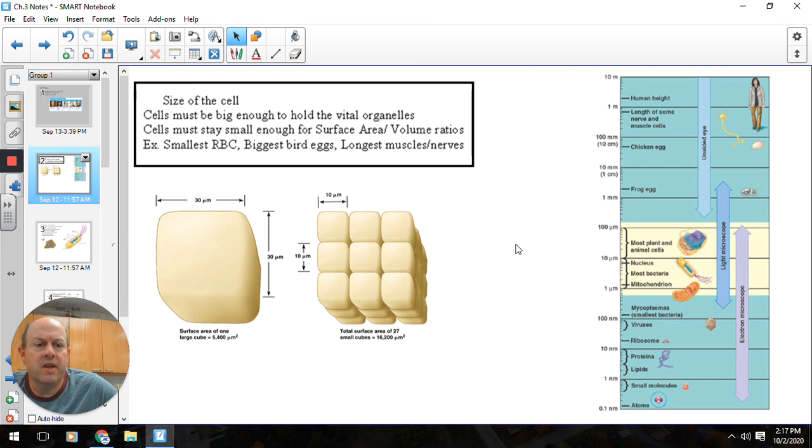And so hopefully that helps you understand how big a cell has to be, but yet why it can't be too big in order to be effective at doing what it does.